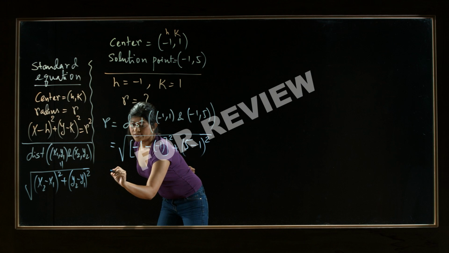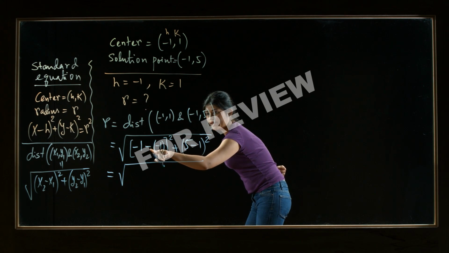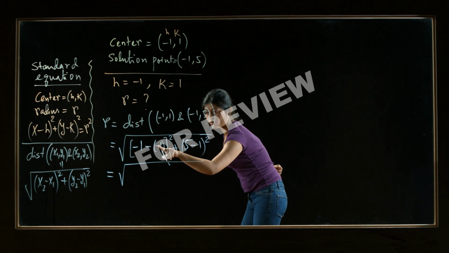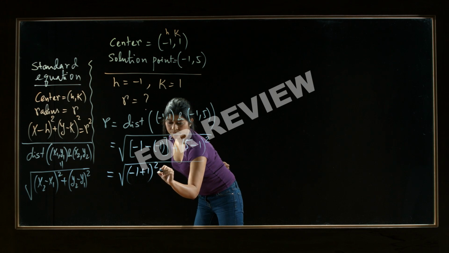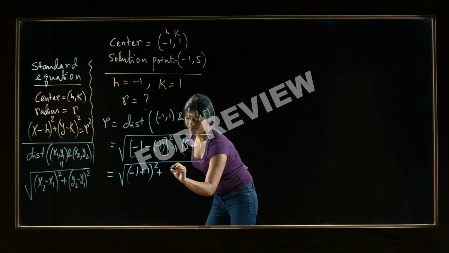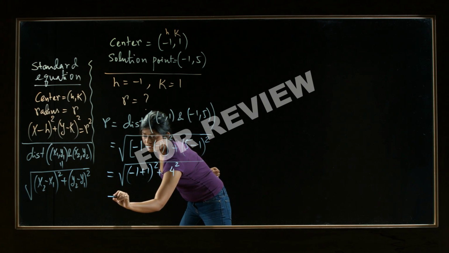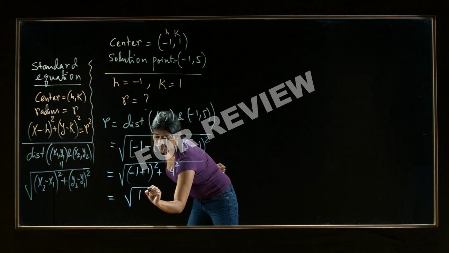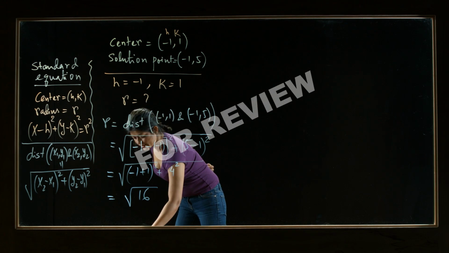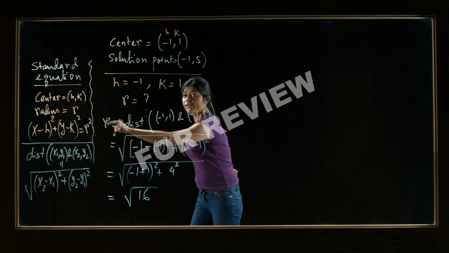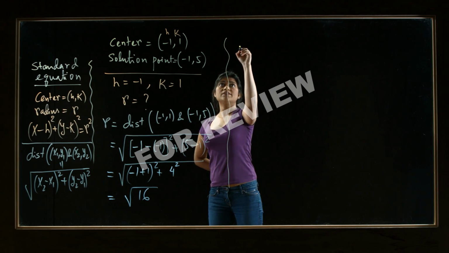Right? Let's simplify that. So here, -1, and this is minus of -1, so that makes it a +1. So this is -1 plus 1 square. And this is 5 minus 1, so that's 4 square. So this is 0 right here. This is square root of 16. So that's the radius. As soon as we have the radius, we can write down the standard equation using this form right here.